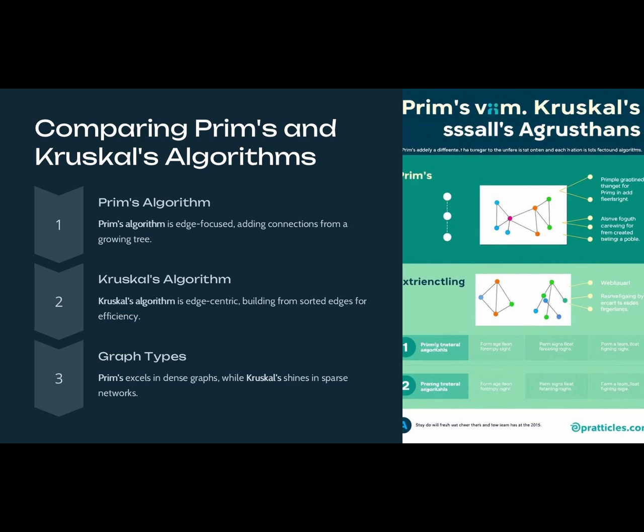Now let us look at Prim's algorithm. Its complexity is O(E log V) with a minimum heap implementation, generally more efficient in dense graphs where E is much larger than V, and it depends more on vertices than edges.